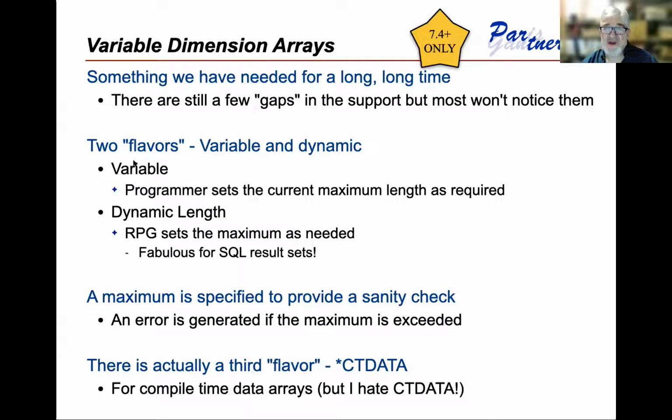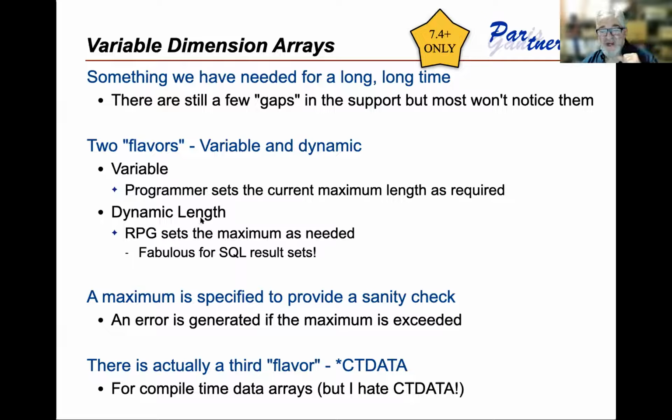Now, there are two main flavors, what are called variable and dynamic. Variable arrays, the programmer programmatically sets the current maximum length. So the programmer makes a decision to say, right now, I want to allow storage for 50 elements. And he sets that via %lm. And then later on, he can change that up and say, okay, well, I need it a bit bigger and increase it. So the programmer is responsible for manually setting the length.